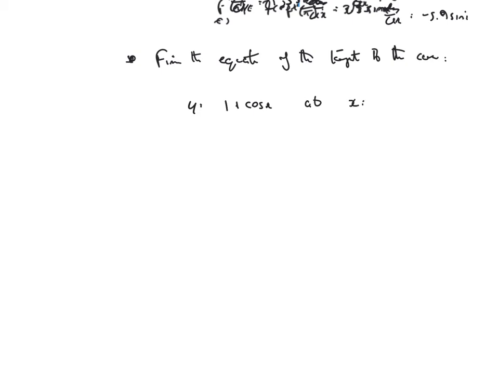Okay, let's push on and look at some equations of tangents. So we're going to find the equation of the tangent to the curve y equals 1 plus cos x at x equals pi. Remember that a tangent is a straight line, so what I'm going to need is a point and a gradient. How am I going to get the gradient? Differentiate the function.